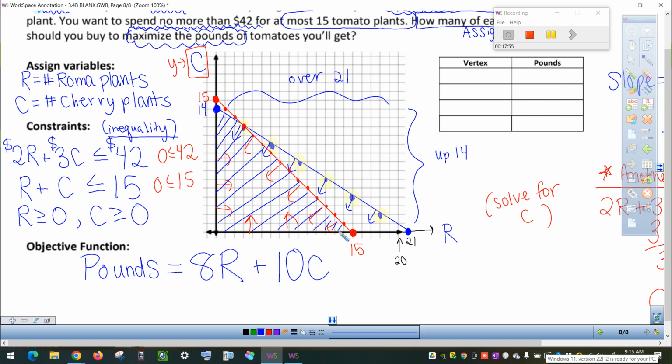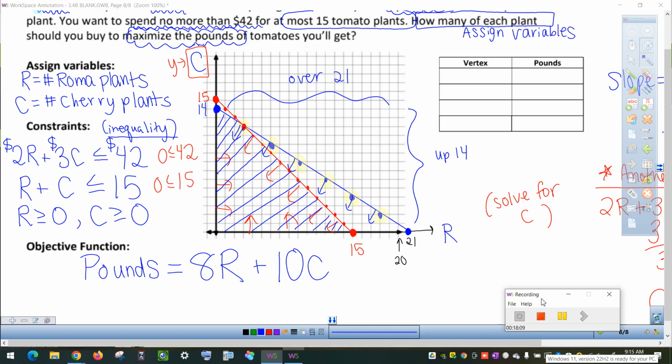This is called the feasible region. It has all of the combinations that make all of the constraints true. One of these possibilities will be the one that gives us the maximum number of pounds. Okay, so now it's time to go ahead and identify the vertex points, the corners of the feasible region. It's going to be one of those that gives us our maximum.